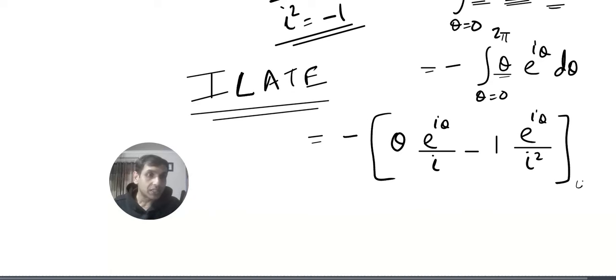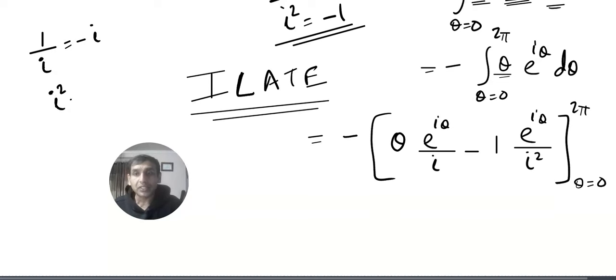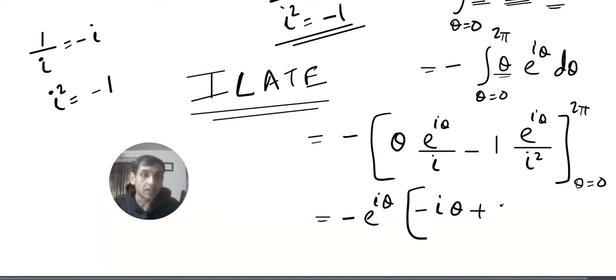So theta is equal to 0 to 2 pi. Now what is i square? I hope you remember 1 by i is equal to minus i. And i square is minus 1. Applying all those things and taking common, minus e power i theta comes common. And this goes up. It becomes minus i theta plus 1. And we have to apply theta equal to 0 to 2 pi.